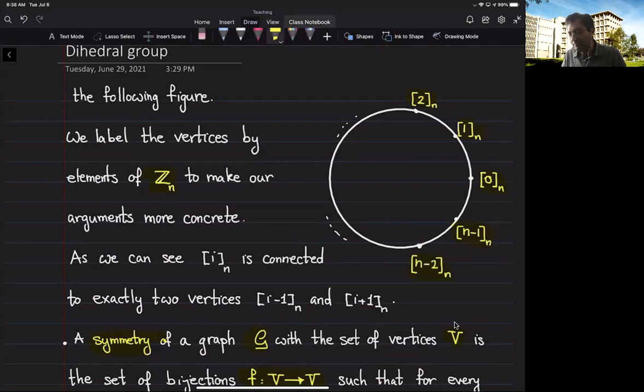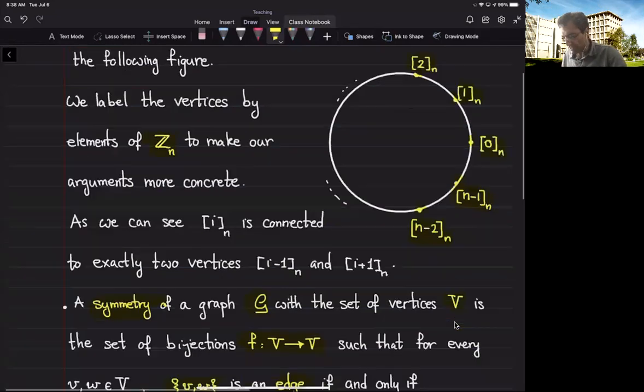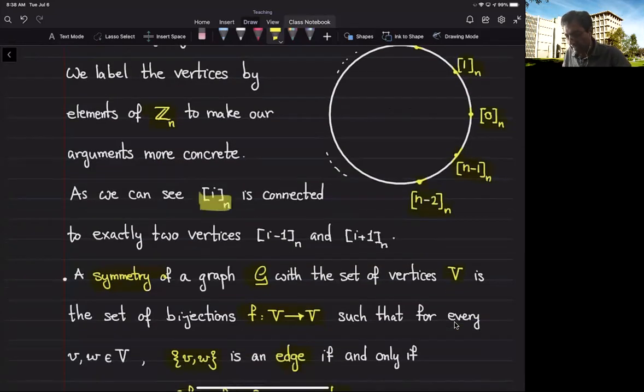So there are n of them, as we have proved. And each one is connected to the next one in this set of integers modulo n. So to be more precise, the residue class of I is connected to exactly two residue classes. One of them is residue class of I minus 1, and the other one is the residue class of I plus 1.